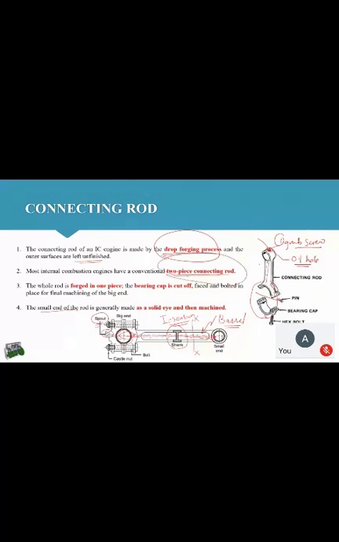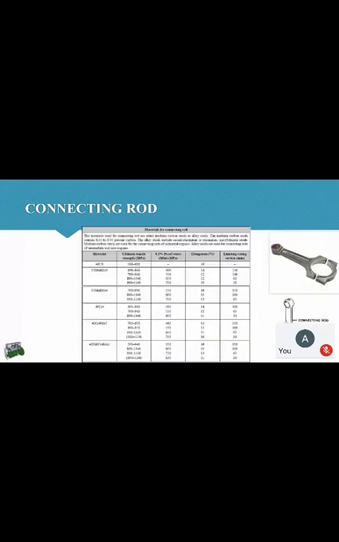You have one small end, where you connect the piston, and this is the big end, which is a split type of big end. This end is connected to the crank pin. This is the material. Normally we use steel, plain carbon steel and alloy steel. So here you can go through various types of steel, for example plain carbon steel 40C8, then aluminum alloy steel.